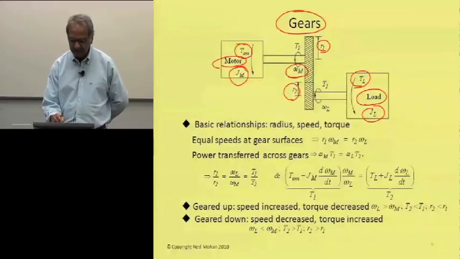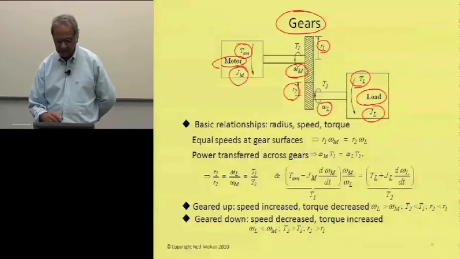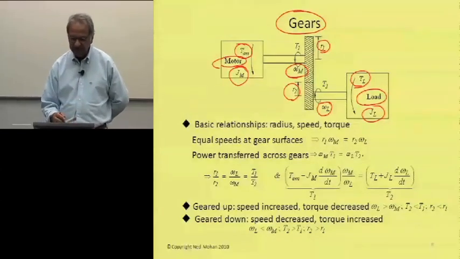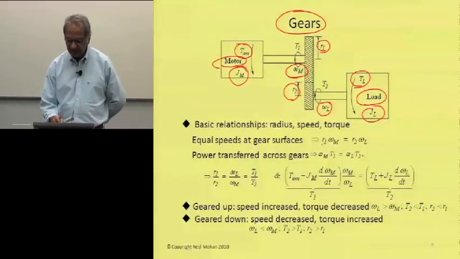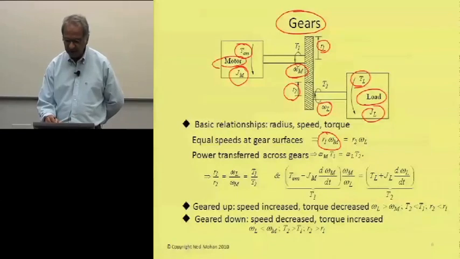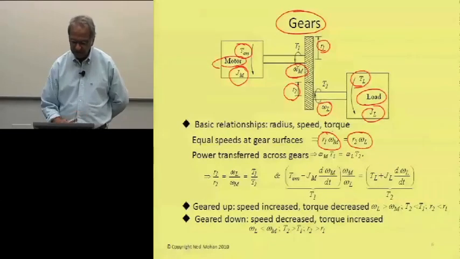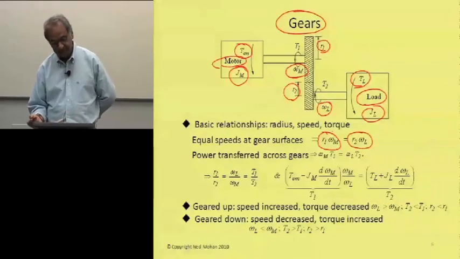Omega m at the motor end and speed at the load end of the load. So you can see that r1 times omega m on the motor side has to be equal to r2 times omega l on the load side here.